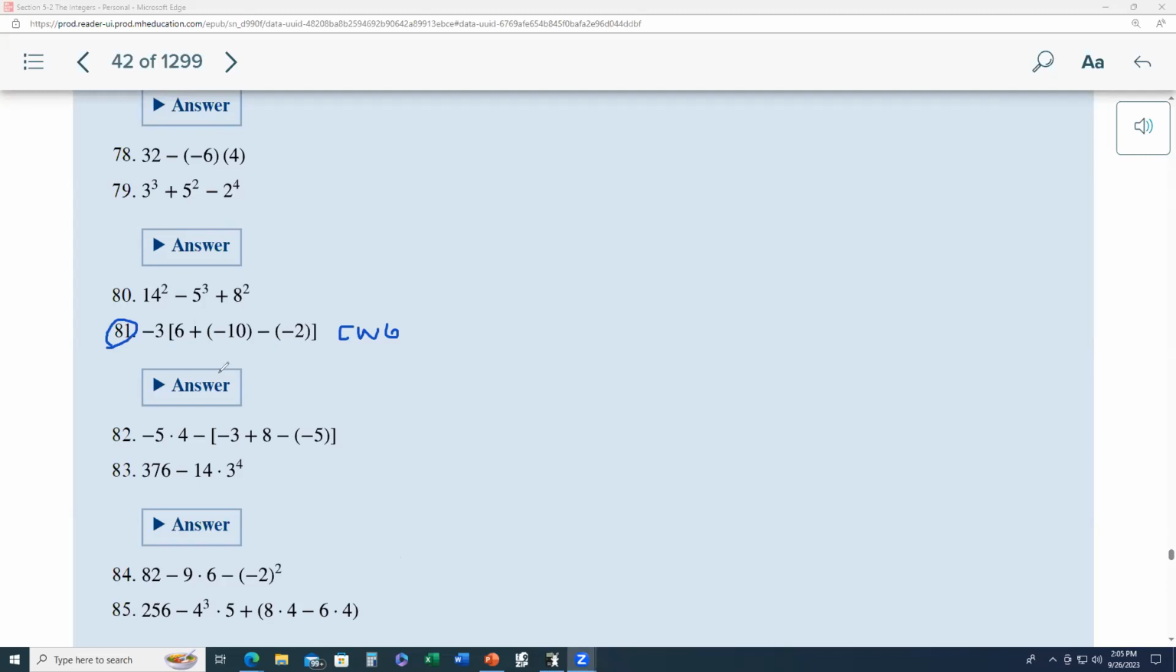Just for the record, between the -3 and the open bracket, ladies and gentlemen, what operator is understood to be tucked inside there? Multiplication. Multiplication, understood. So it's -3 times the quantity inside the brackets. There you go.